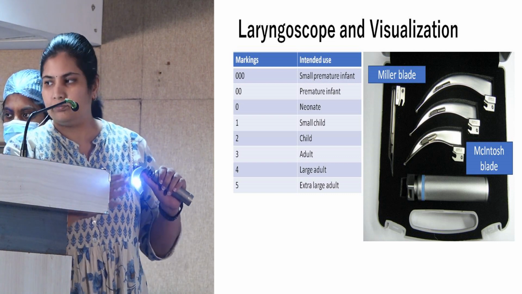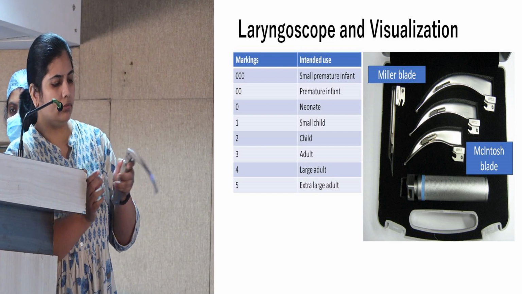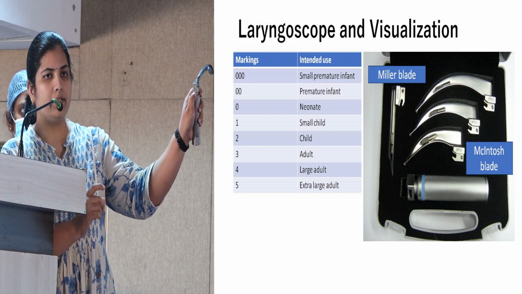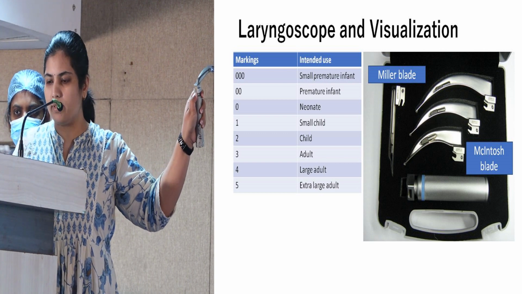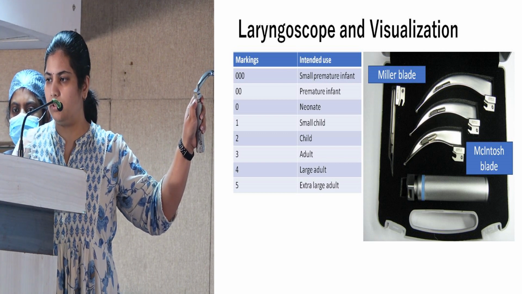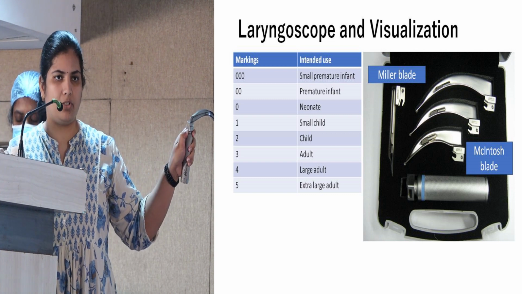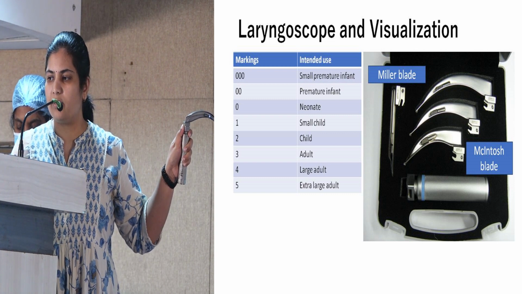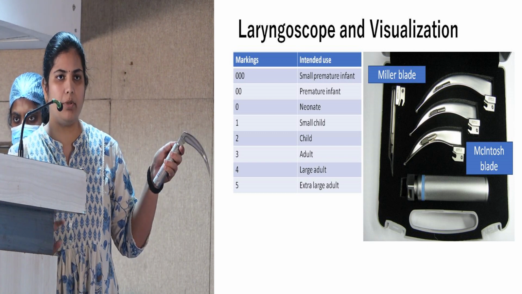So there are sizes. So over this blade, here there is a mark written MAC4. So this is a 4 size blade. This one, 4 size blade. This we use for a large adult patient, and extra large patient like who is above 120, 130 patients, 5 size blade also can be used.